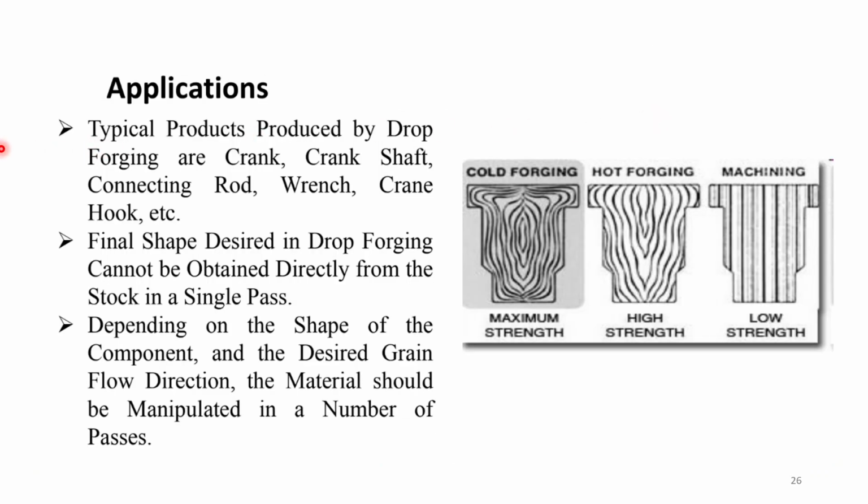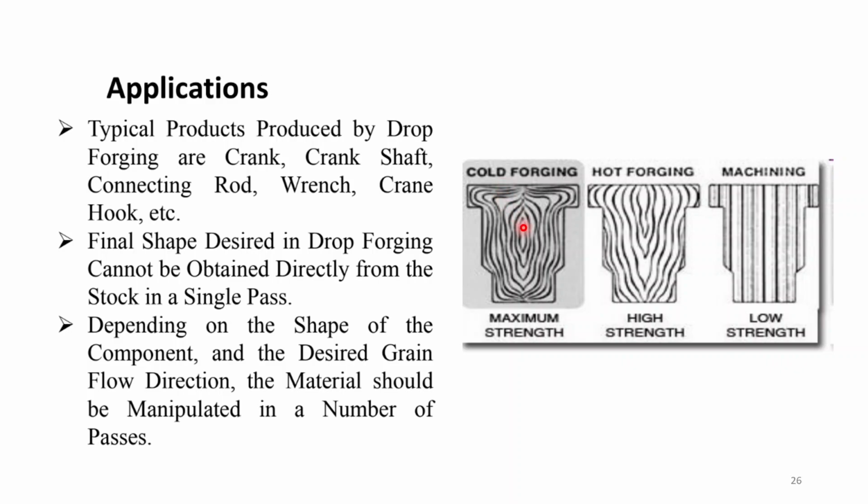Now the applications. Typical products produced by drop forging are crankshaft, connecting rod, wrench, crane hook, etc. The final shape desired in drop forging cannot be obtained directly from the stock in a single pass. Depending on the shape of the component and the desired grain flow direction, the material should be manipulated in a number of passes.